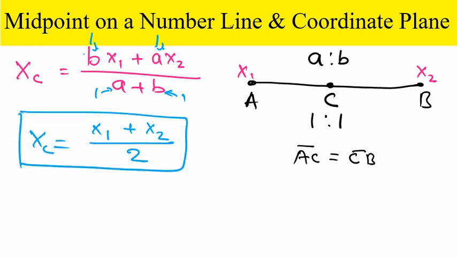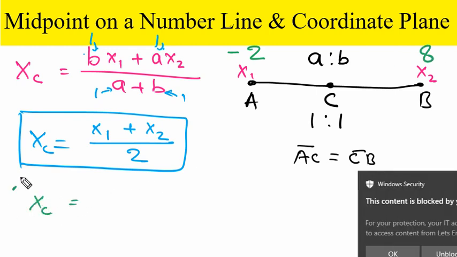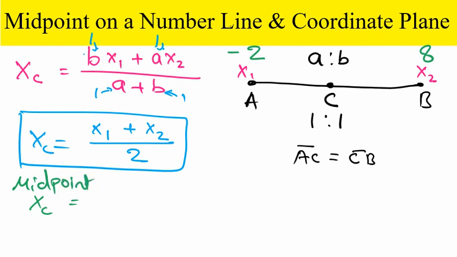Now let me write one question and you guys answer. If this point is -2 and this point is 8, what will be the midpoint C? Just tell me the answer. Come on, I'm waiting here.